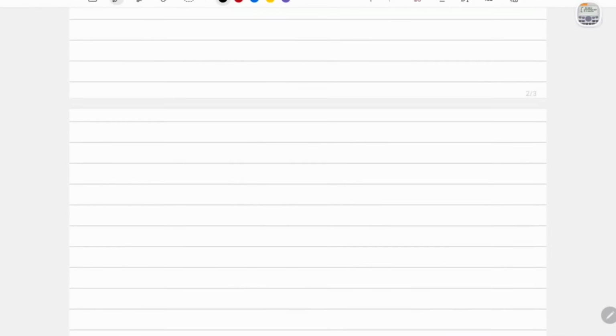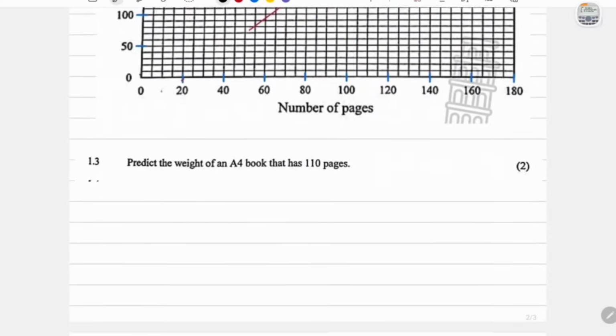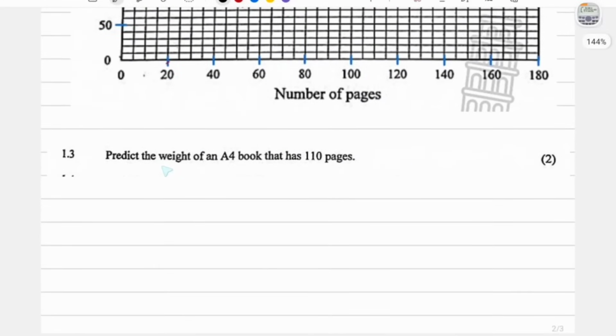Okay, so that is the answer to that, and we finally move on to the next question. 1.3 says, predict the weight of an A4 book that has 110 pages. So let's think about it like this. We're going to predict. Well, we already have the line of best fit. We can use that to make predictions, okay? Remember, it's not going to give you an accurate answer.